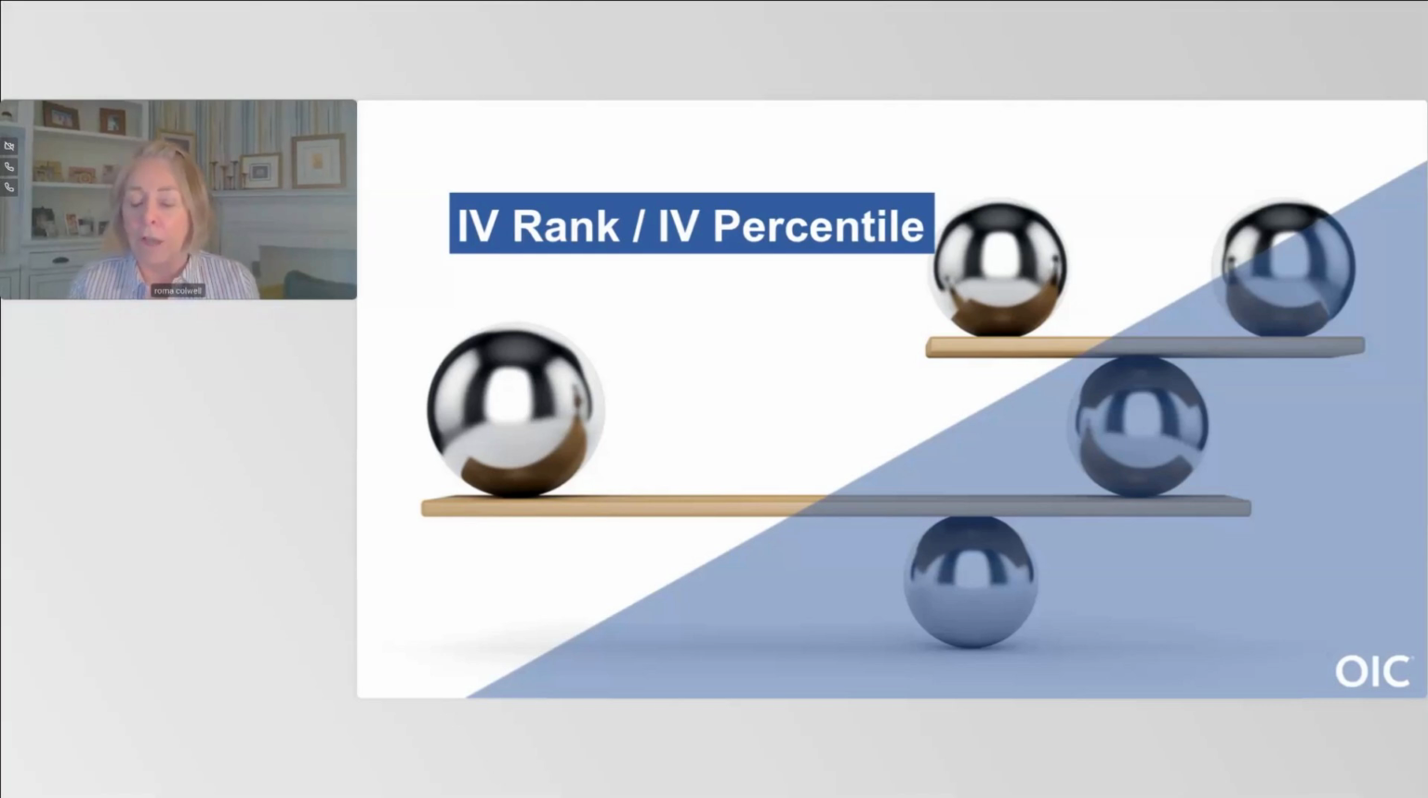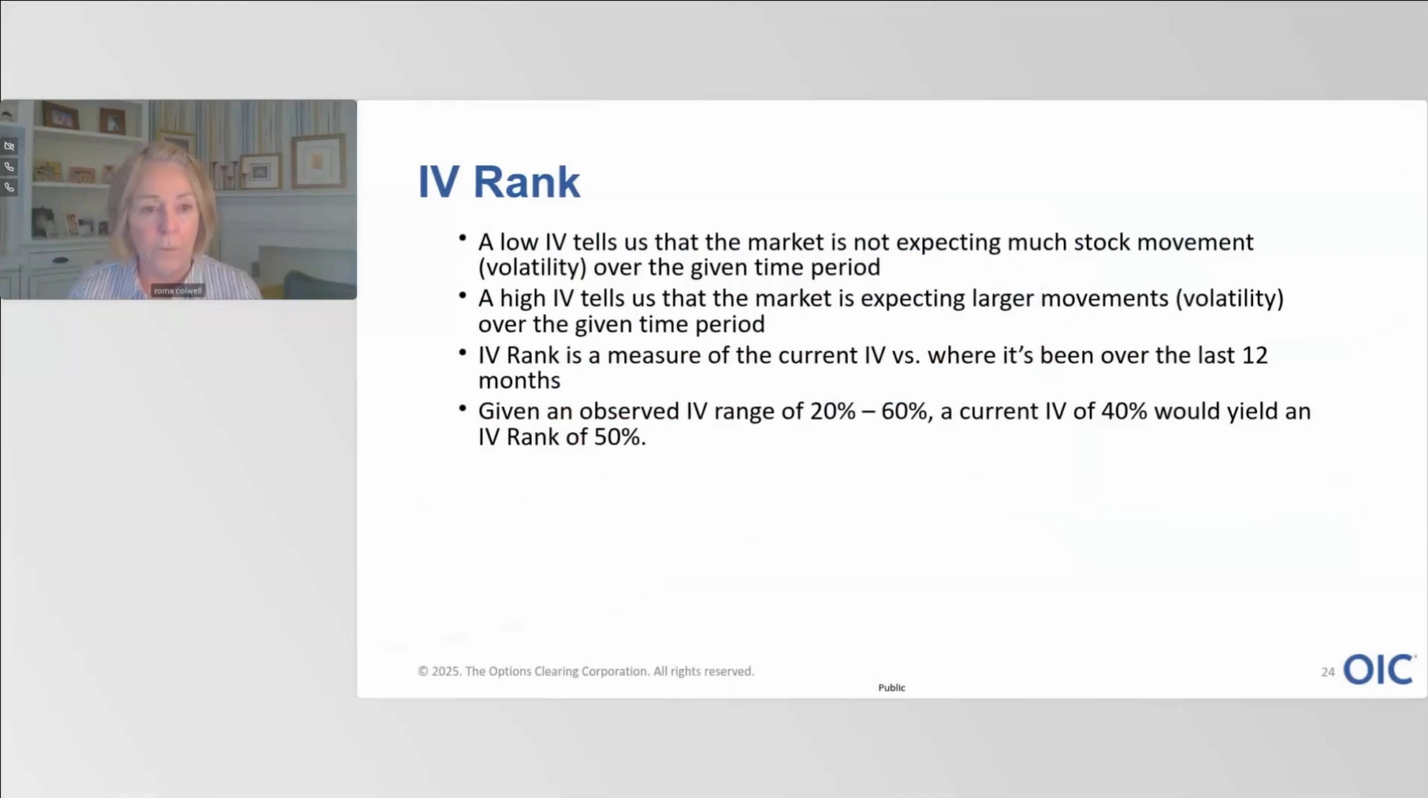If the numbers go lower than 50, it just means that the options have been at the lower end, versus if it goes higher, on the higher end. So we'll go through this implied volatility ranking.